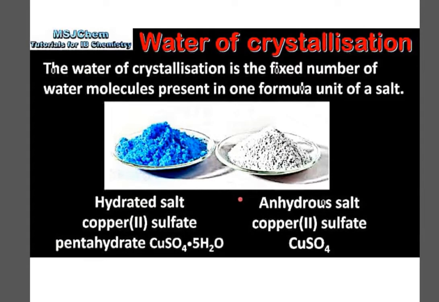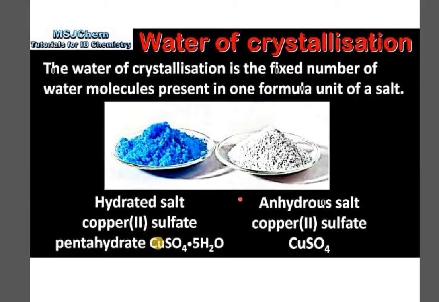As you can see, the water of crystallization is the fixed number of water molecules present in one formula unit of a salt. Let us take an example which you all know. This is something you must have seen in your previous classes while doing activities and experiments. Yes, this is copper sulphate. Please correct the spelling here, it is SULPHATE. When it is blue in color, it is also called blue vitriol.